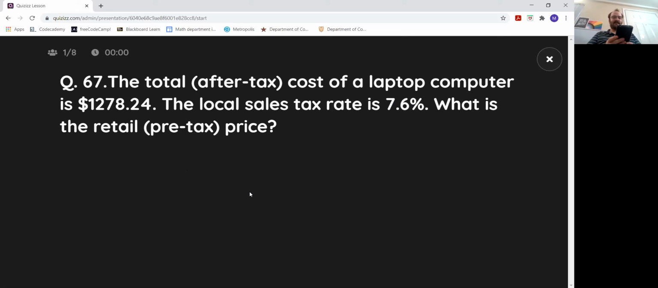And so this is one of those ones, I will go over it more after you give it an attempt, but I want you to try something. Round it to the nearest cent. What is the retail pre-tax price?